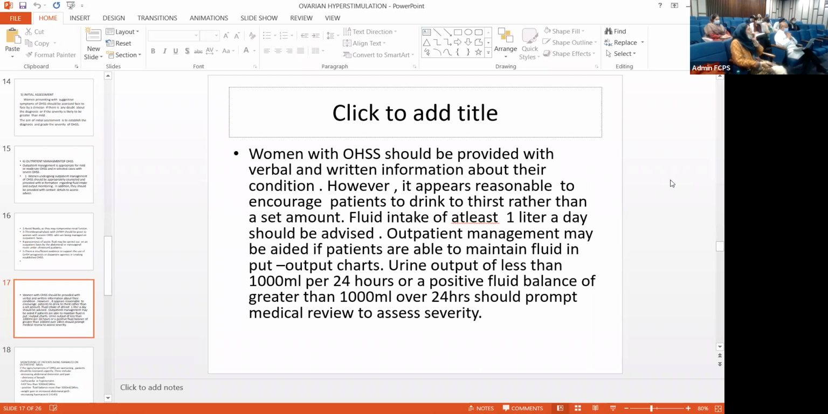Women with OHSS should be provided with verbal and written information about their condition. However, it appears reasonable to encourage the patient to drink to their thirst rather than set an amount. Fluid intake of at least 1 liter per day should be advised. Outpatient management may be aided if the patients are able to maintain fluid input and output charts. Urine output of less than 1000 ml in 24 hours or a positive balance of greater than 1000 ml over 24 hours should prompt medical review to assess the severity.